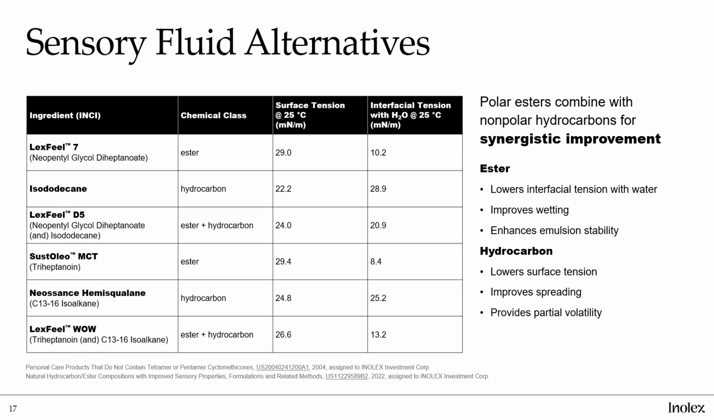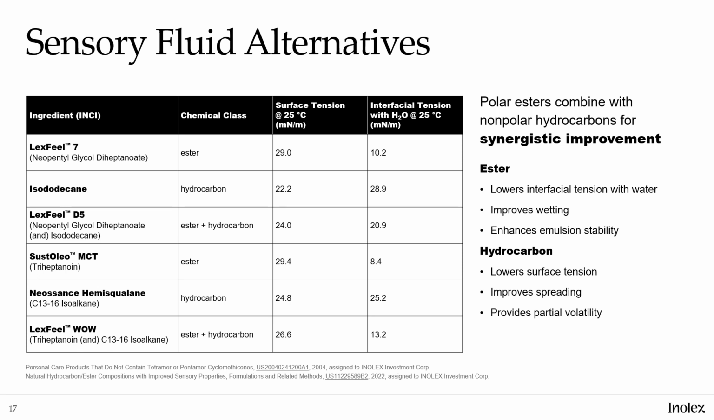Another benefit of combining esters and hydrocarbons is that the resulting fluids have a lower interfacial tension with water compared to the hydrocarbon by itself. So this helps improve emulsion stability. Basically, your emulsifier isn't going to have to work as hard to hold that emulsion together because of the interfacial tension reduction by the ester.